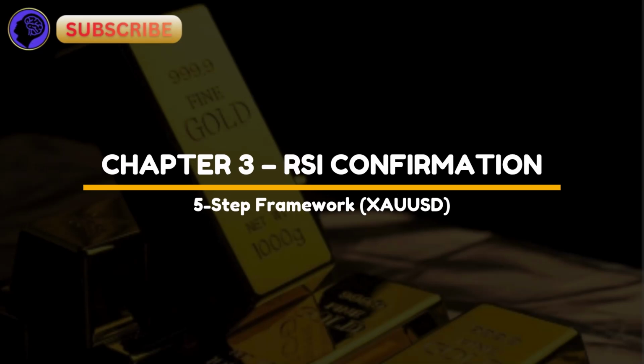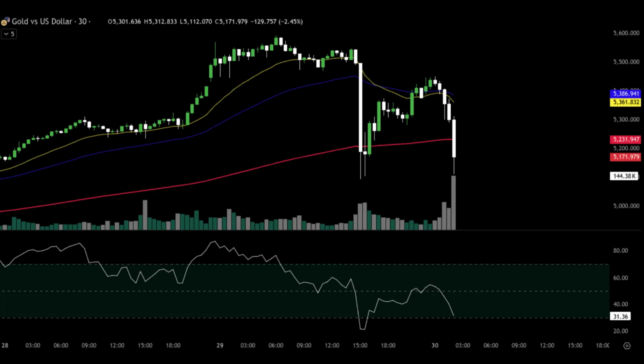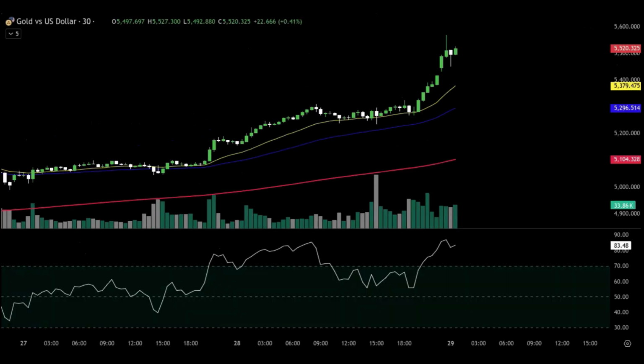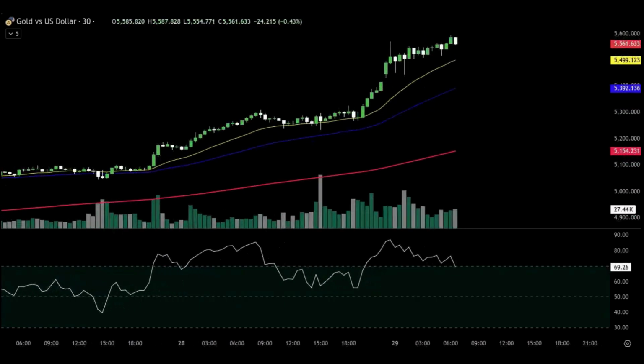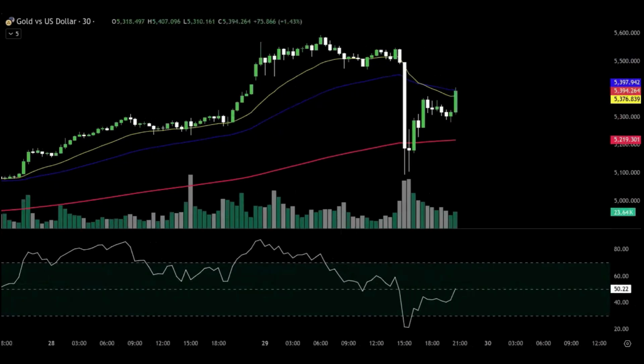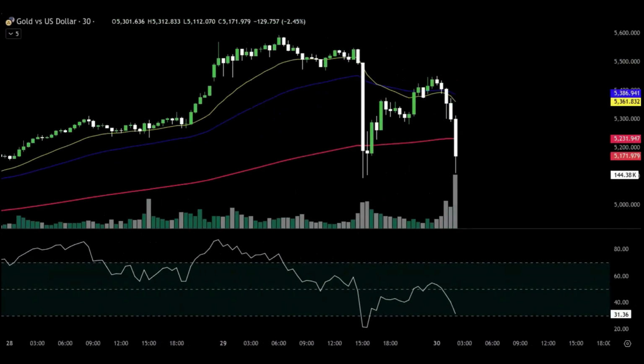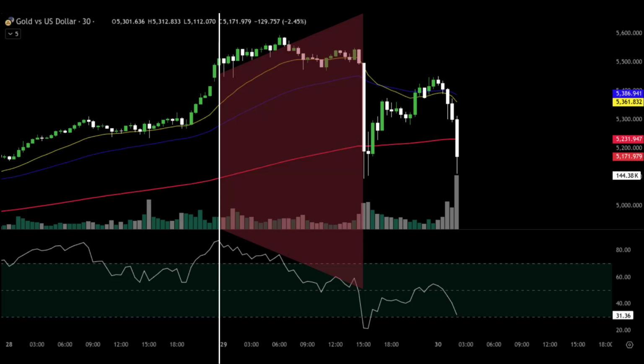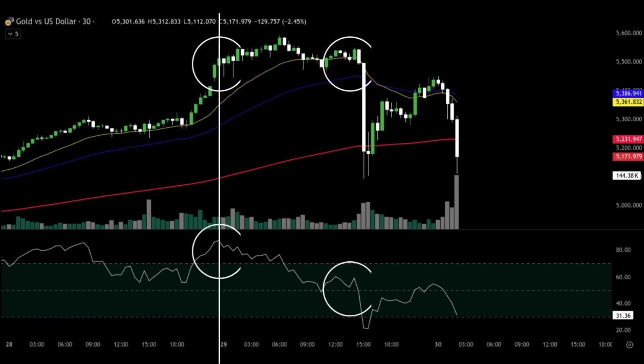Chapter 3, RSI Confirmation. Next, let's check the RSI. Look carefully at this example. Price makes a new high. But RSI makes a lower high. This is called divergence. The market is moving higher. But momentum is getting weaker.